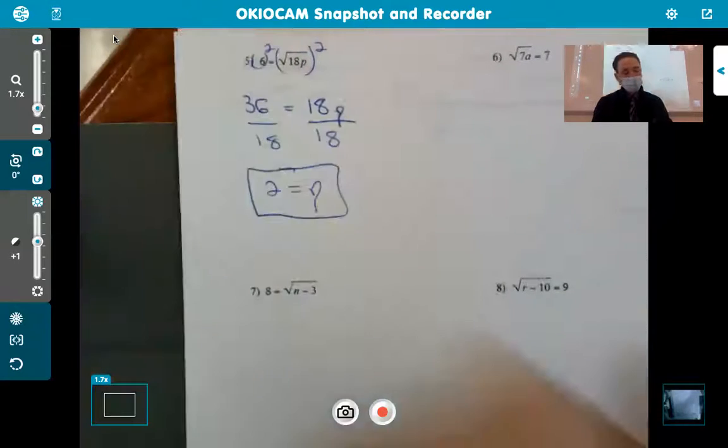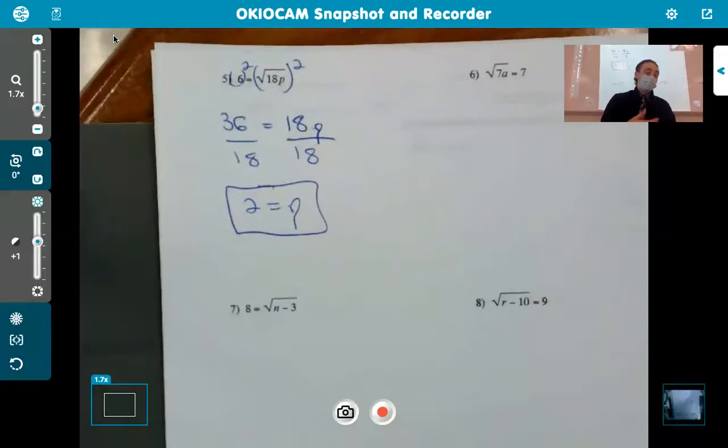All right. Again, if you plug that in, 18 times p is 36. Square root of 36 is 6. So you get 6 equals 6 on both sides. Any questions there?